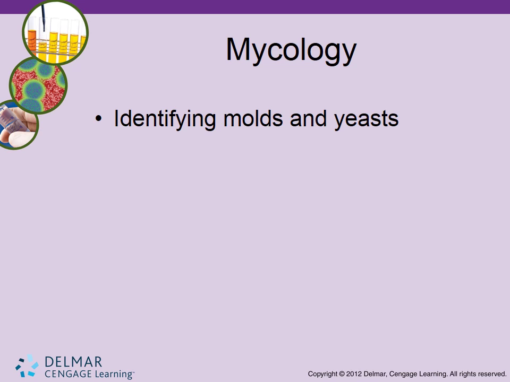We perform a wet mount. Those are also good for yeast. We do a potassium hydroxide, or KOH, prep. Potassium hydroxide prep is usually done on things like skin scrapings, hair, nails, sputum. The KOH will clear the specimen of tissue cells, mucus, and things like that so we can see the fungal elements. And then also we use stains to observe fungal structures.